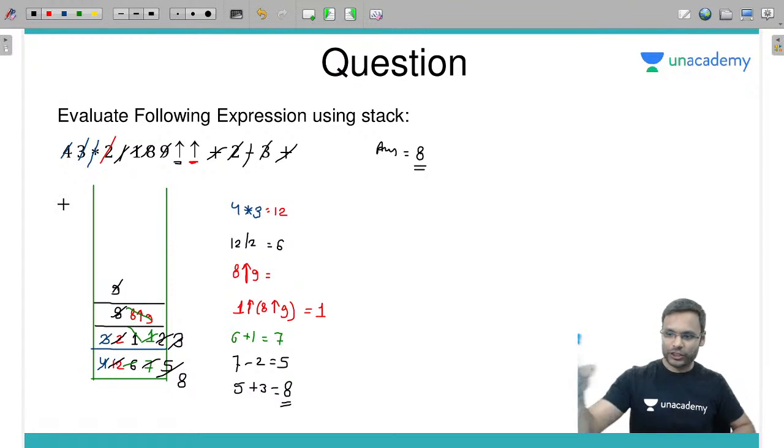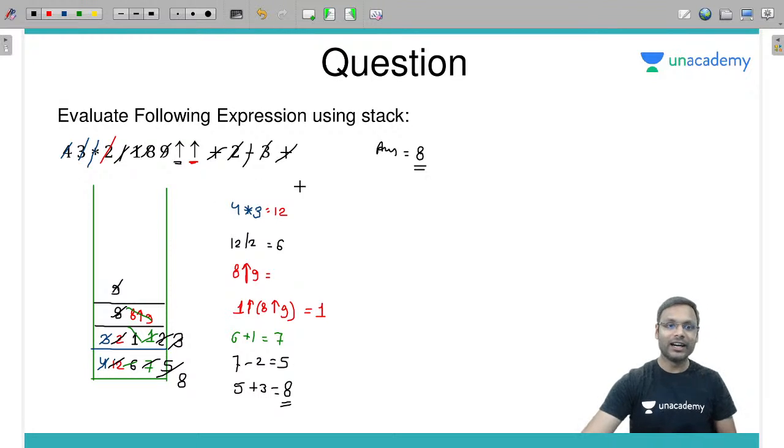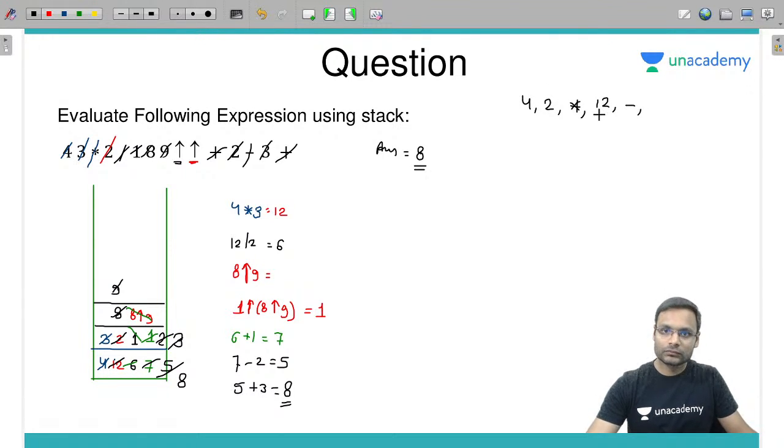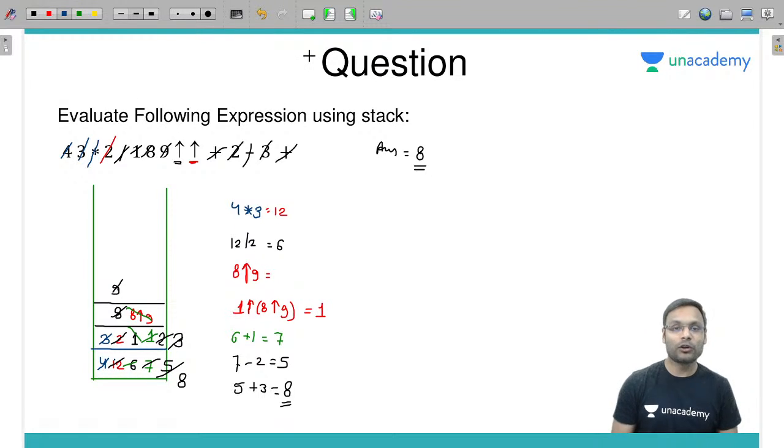See, this particular question was having all the values with single digit. If they give you double digit numbers, then they will separate each and every term by a space or comma or something, so that you can understand and easily distinguish whether the number is an operand, or an exponent, or a single digit, or a double digit.